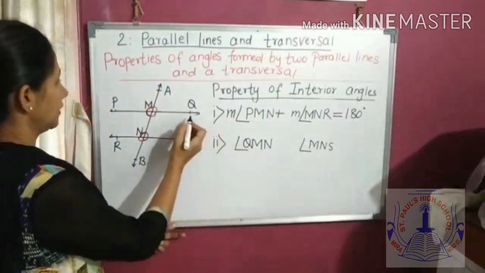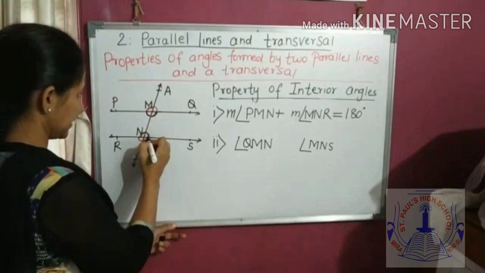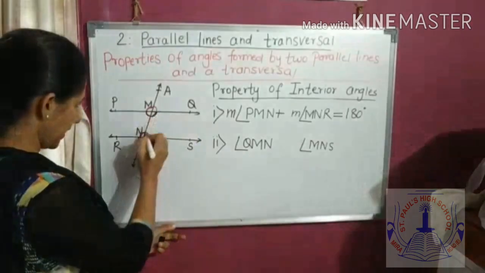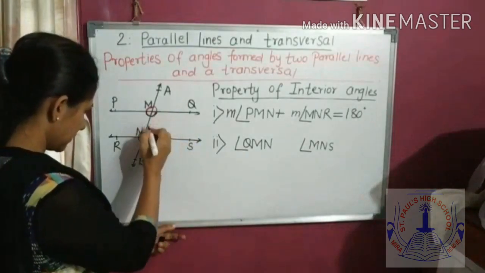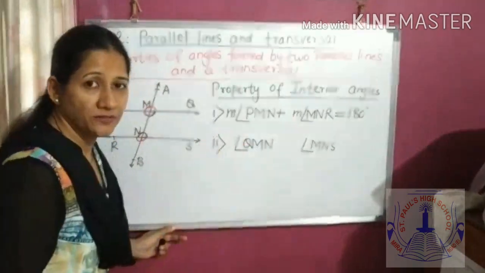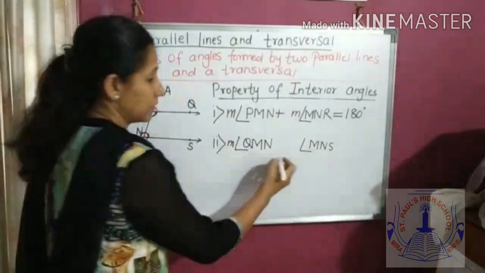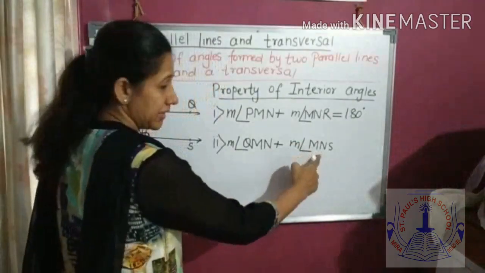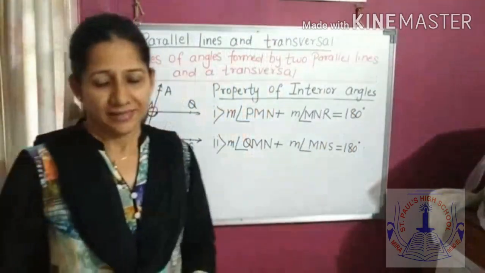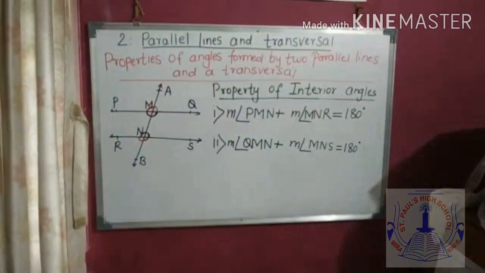We have another pair of interior angles, that is angle QMN, this one, and angle MNS, this one. So angle QMN and angle MNS is a pair of interior angles. As per the property of interior angles, because they are supplementary, we'll write measure of angle QMN plus measure of angle MNS is equal to 180 degrees. This is the property of interior angles which are formed by two parallel lines and a transversal.